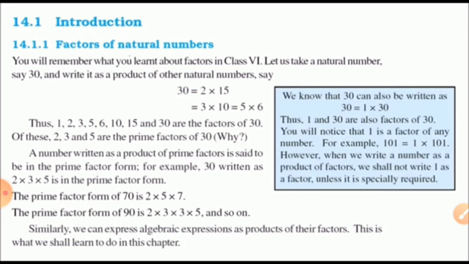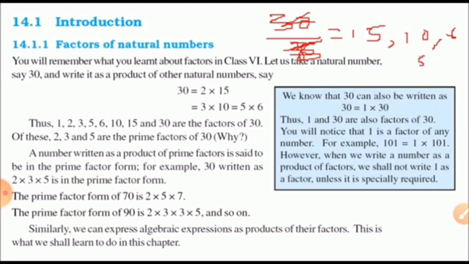First of all, introduction. Factors of natural numbers we know very well. Factors of 30 are 2 into 15. Again, it will be 3 into 10, which gives me 5 into 6 also. So many factors it has: 1, 2, 3, 5, 6, 10, 15, and also 30. We know that the number itself and 1 are factors of every number, and then the other numbers are also there.